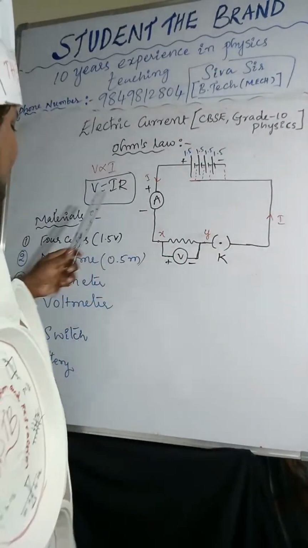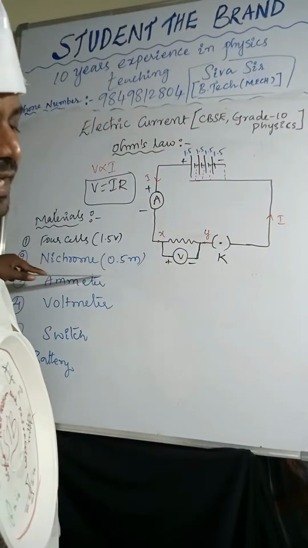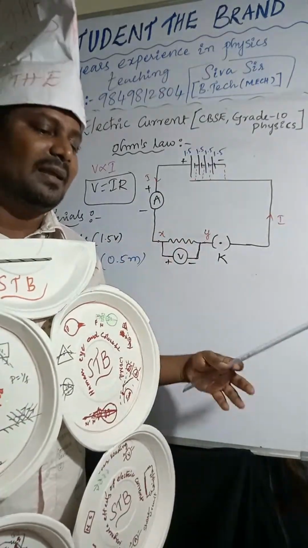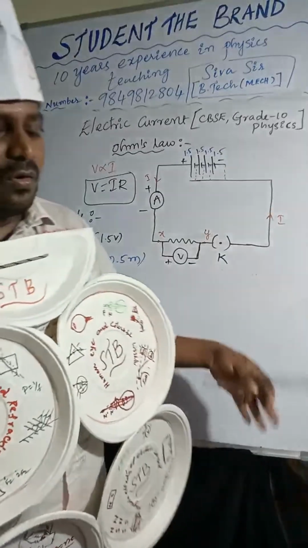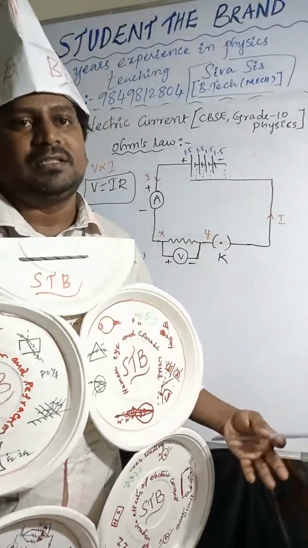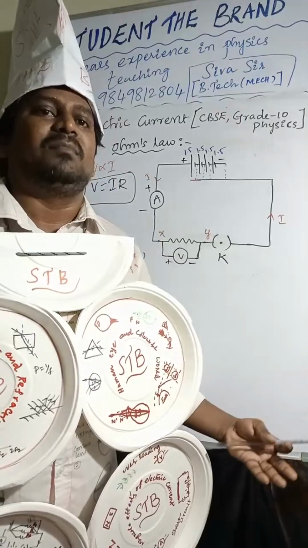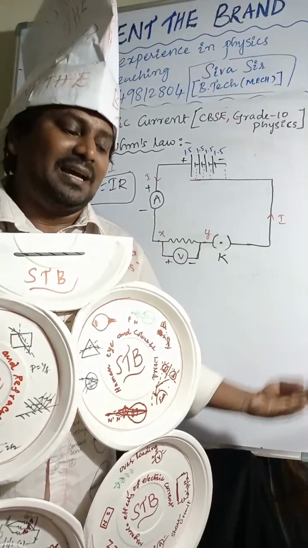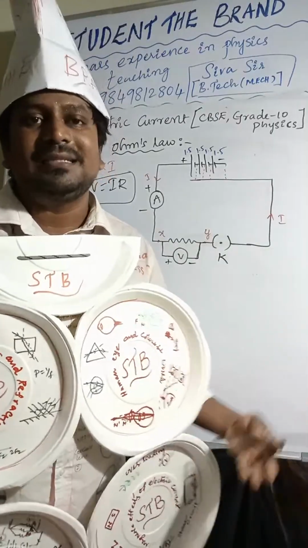Next, we are taking the nichrome wire. Nichrome wire is an alloy of nickel, chromium, manganese, and iron metals.